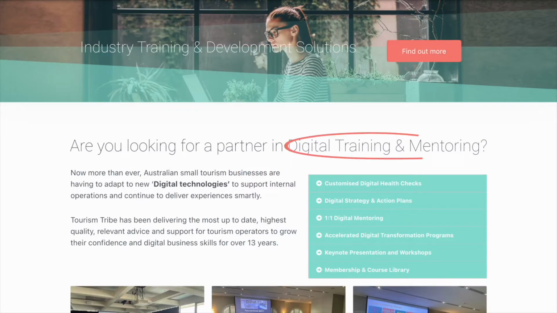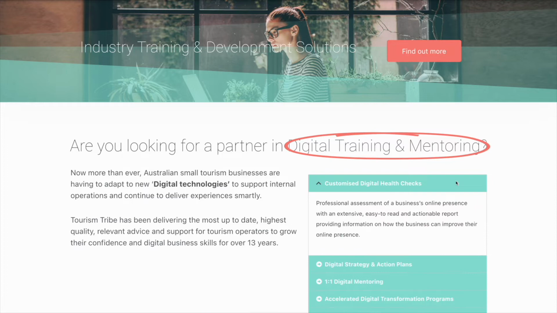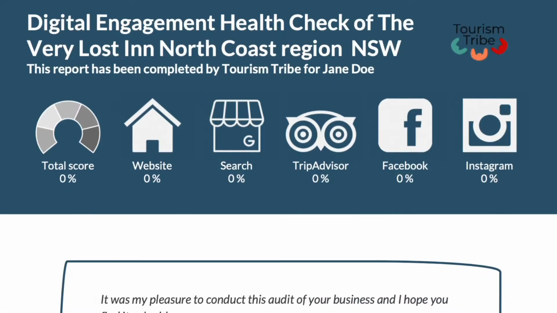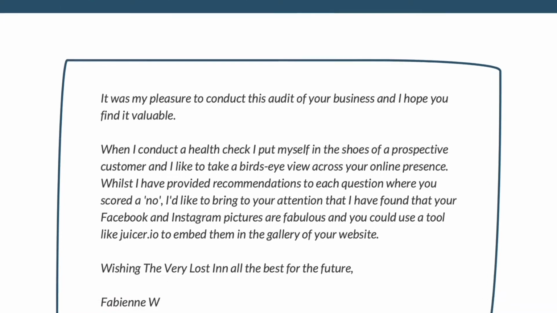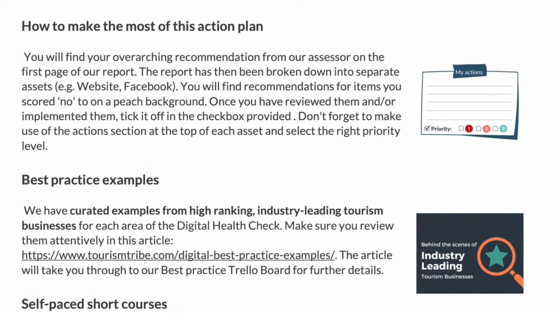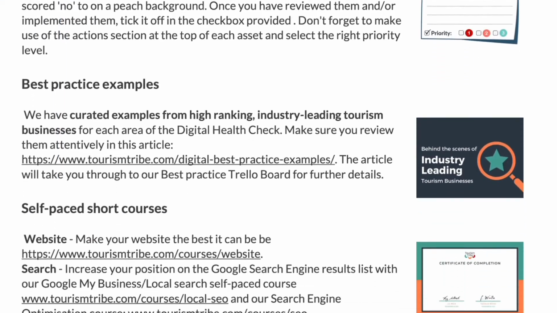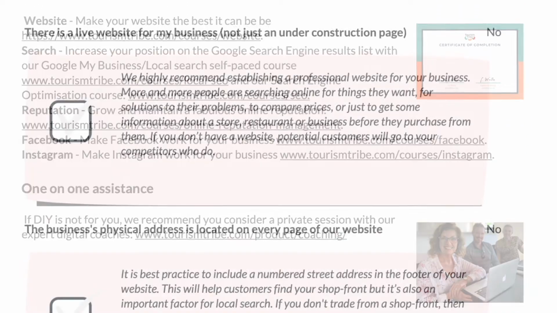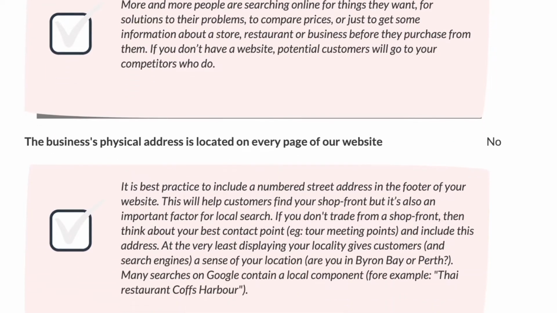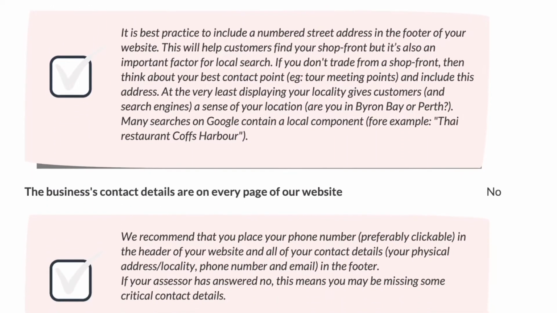So we've built a whole system, and the end product is a digital health check built with Gravity PDF that is designed for small businesses and small tourism operators as a guide, let's say a 15-page guide where we have assessed their online presence, and it shows them where they have passed and where they have failed.